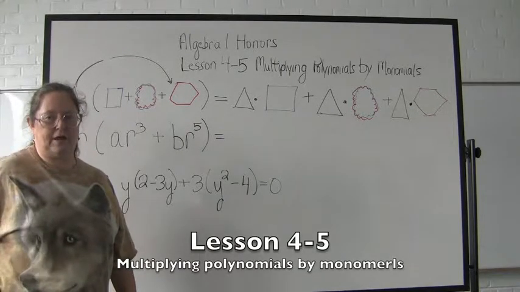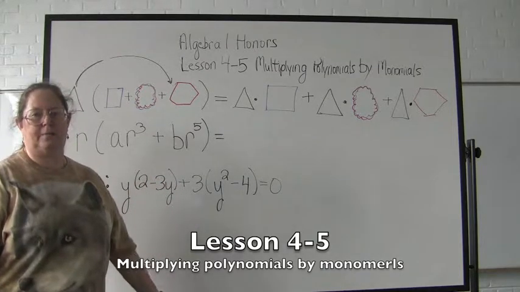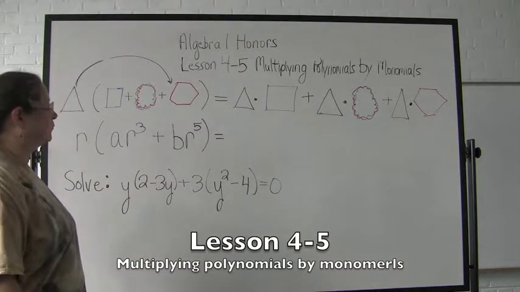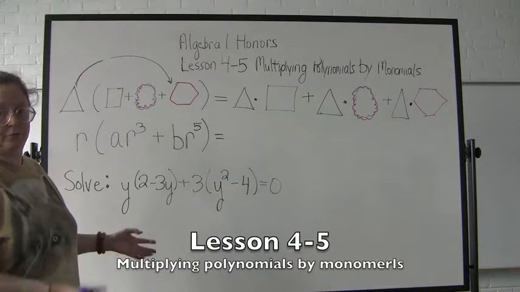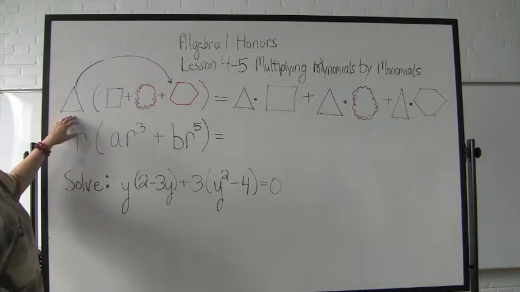This is lesson 4-5, multiplying polynomials by monomials, okay? Or monomials by polynomials, since multiplication is commutative. Now, here's a visual picture of what you need to remember about this lesson.